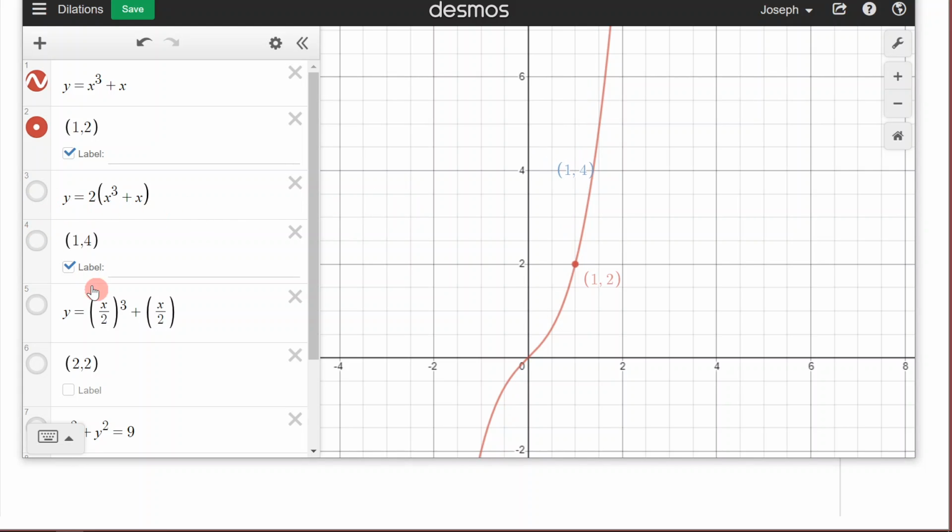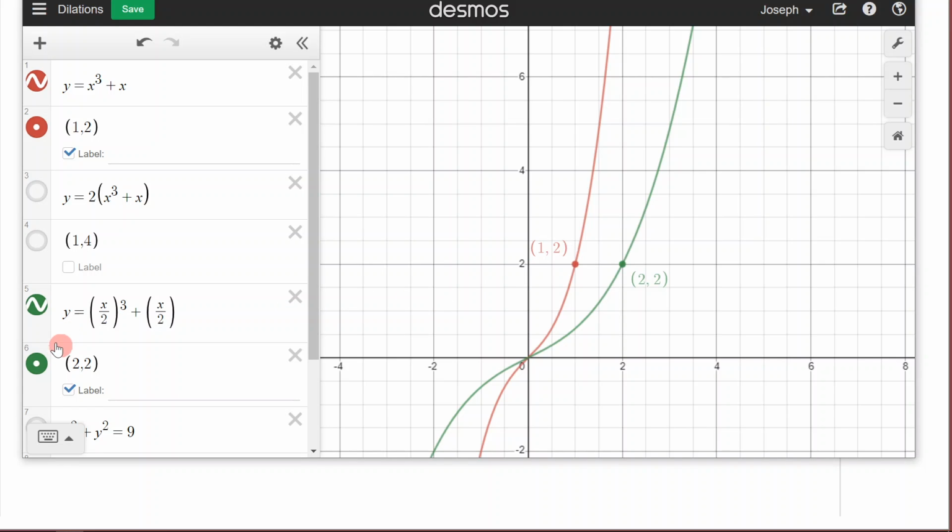Let's now look at our other one. Let's get rid of that. Let's see what happened when I dilated from the y-axis. Remember, I got this one right here. As you can see, it's pushed away from the y-axis. And if I put in this point here, this point is pushed away from the y-axis, and I've multiplied my x value by 2. So when I dilate from the y-axis, I multiply my x value by the factor of the dilation.